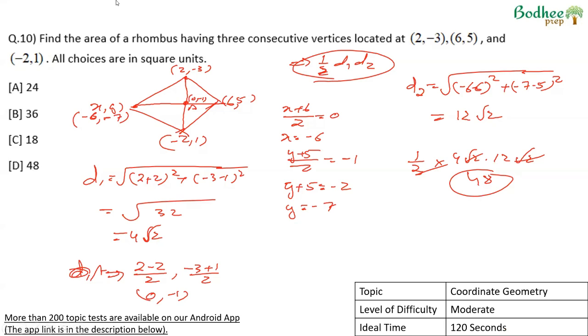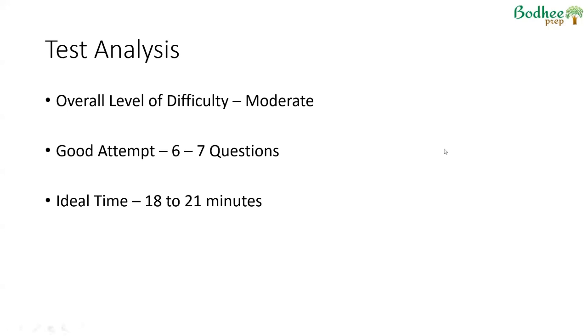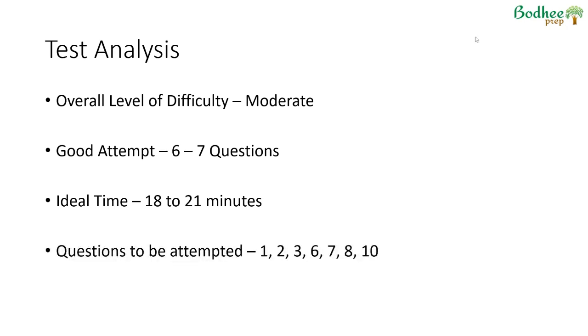Now, if we look at the overall test, medium level of difficulty, I'm looking at an overall attempt time of about 20 minutes for 6 to 7 net correct questions. My 7 questions will be 1, 2, 3, 6, 7, 8, 10. Which are these?